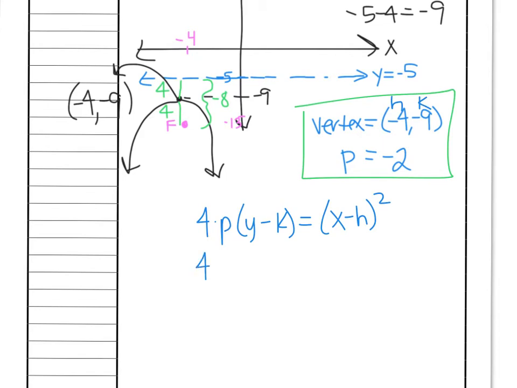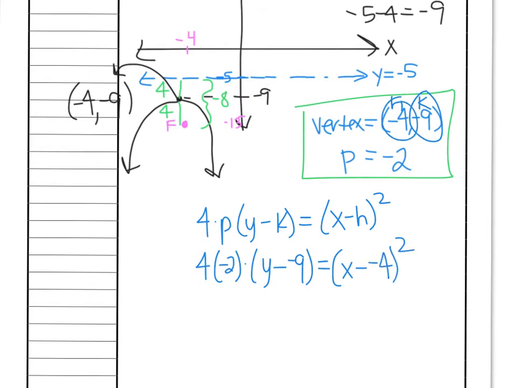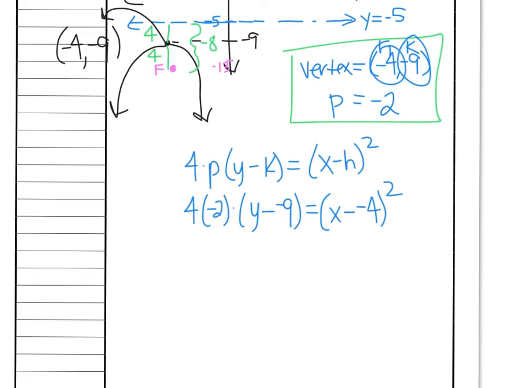So I'm going to go up here and label this as our h comma k, and let's plug in. So we've got 4 parentheses, I've got negative 2 as the p-value, times parentheses, y minus, now my k value is negative 9, so I'm going to plug in negative 9. Yes, it's going to turn into a positive, but I'm just showing you what it looks like. Parentheses, x minus our h value, which is negative 4, squared.